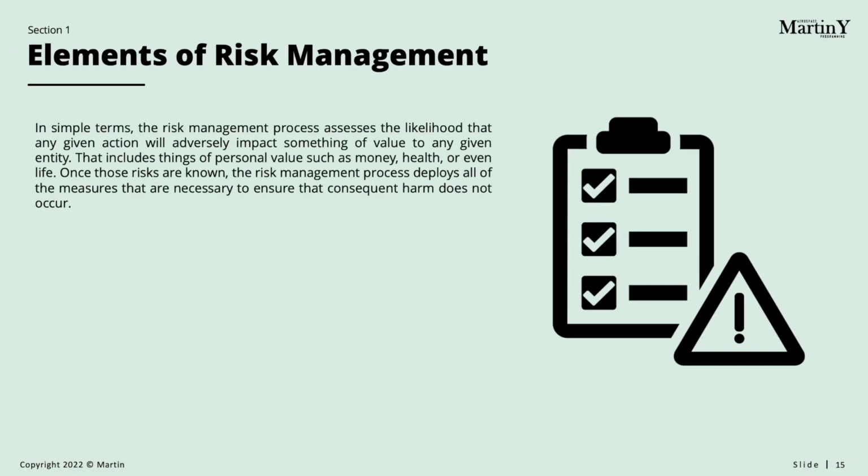In simple terms, the risk management process assesses the possibility of any given action to impact in a negative way the value of a given asset or entity within your organization. This could also include health, memory, money, life, everything. So once we make those risks known to the organization's management team and actually the employees as a whole, we can deploy all the measures that are necessary to ensure that future harm will not occur.